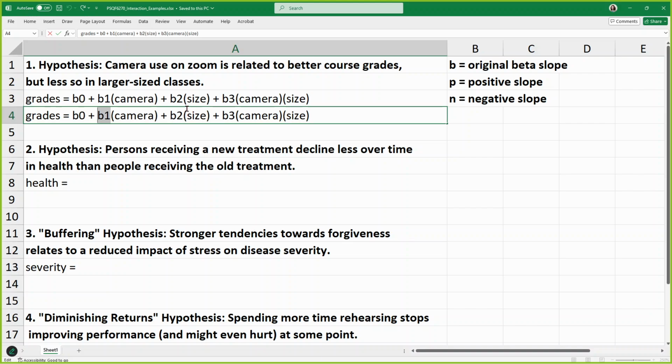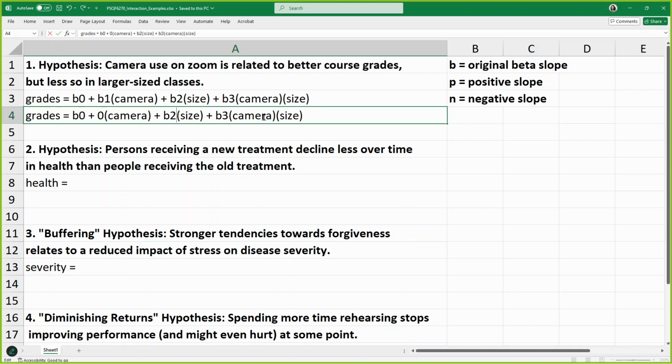So point being, there are a lot of reasons why one might not want their camera on that have nothing to do with their engagement. Could be bandwidth. Maybe your internet sucks and you can't put your camera on. So I'm actually going to put a 0 here. I'm going to hedge it. I know I just said P or N, but I'm putting 0. What do you think about the relationship between class size and grades in people who don't have their cameras on? Because that's what this would mean.